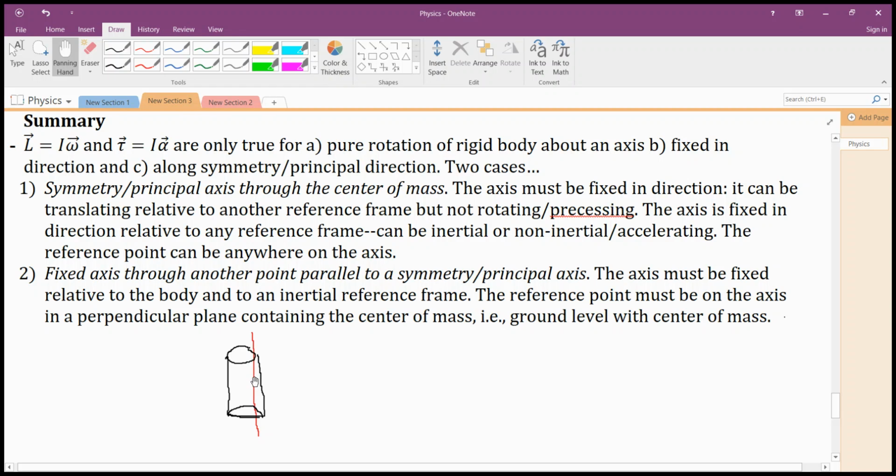So the reference frame in which you calculate angular momentum or torque must be an inertial reference frame. That means the axis could be translating relative to another reference frame, but the translation must be constant velocity, so that the reference frame in which the axis is not moving is still an inertial reference frame. As for the reference point, it still must be on the axis, but now it can't be anywhere. It must be in a plane perpendicular to the axis that contains the center of mass. So you can think of it as being on ground level with the center of mass, not above or below, which we talked about before. So there's your reference point. Here's the plane containing the reference point and the center of mass, and it is perpendicular to the axis of rotation.